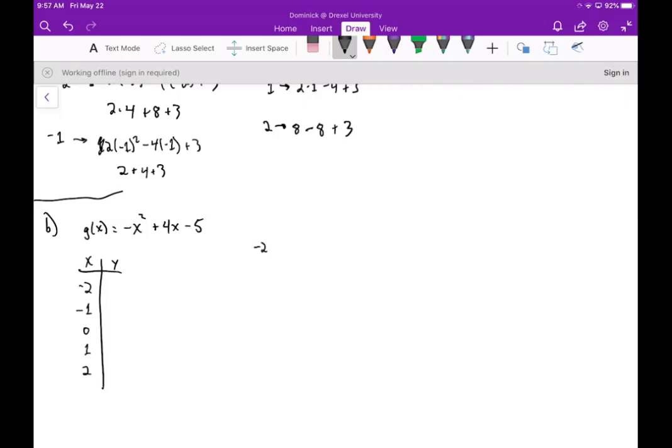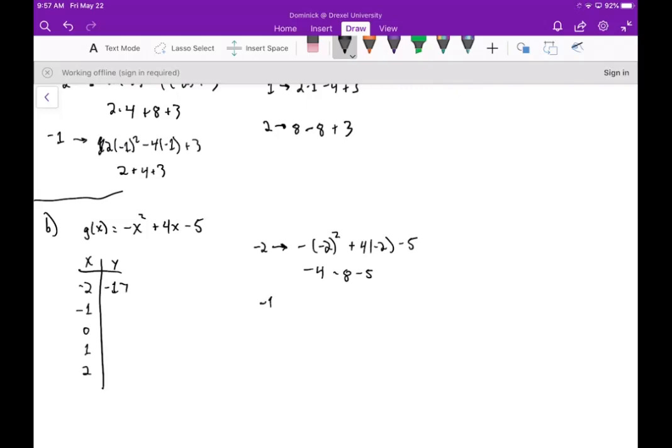So if we plug in a -2, we're going to get a -2 squared. Here you've got to be careful. Plus 4 times -2 minus 5. So we're going to get a -4, because that -2, once we square it, we'll get a +4, and then we still have the negative out front. And then -8 minus 5. So that's going to give us a -17.